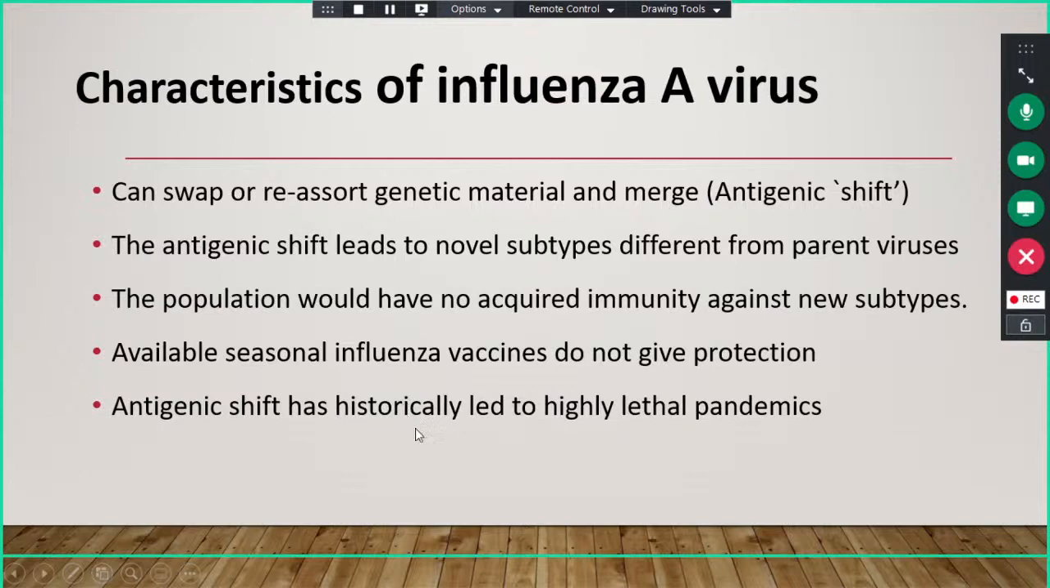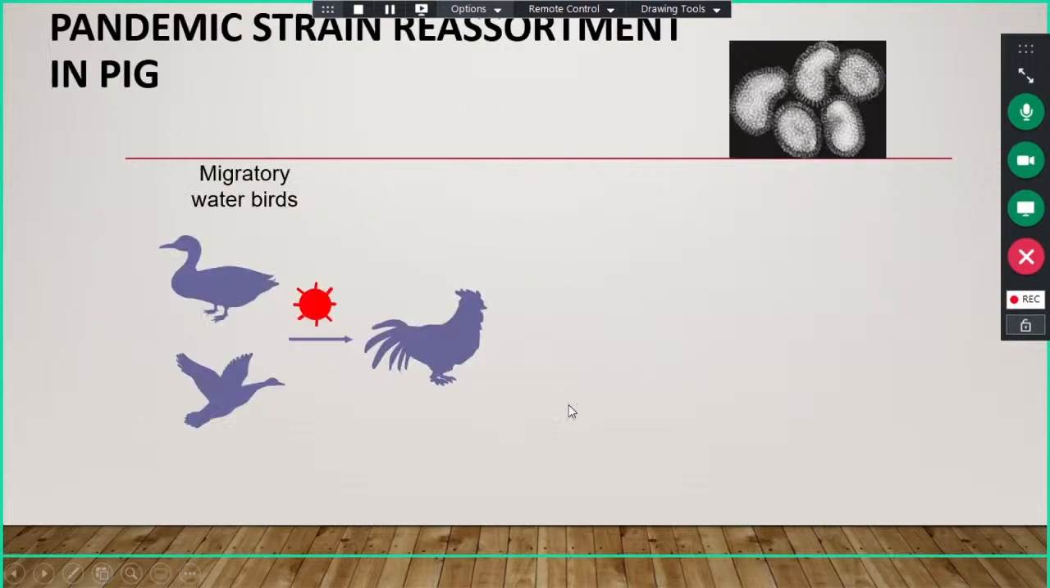And antigenic shift has historically led to highly lethal pandemics, and one of them is Spanish flu in 1918, which we repeatedly discuss now that we are going through a pandemic of COVID-19.